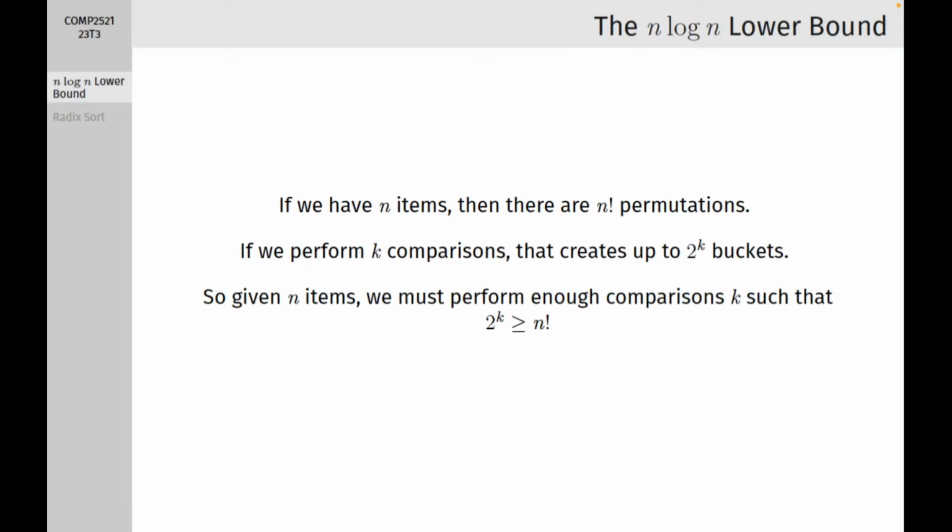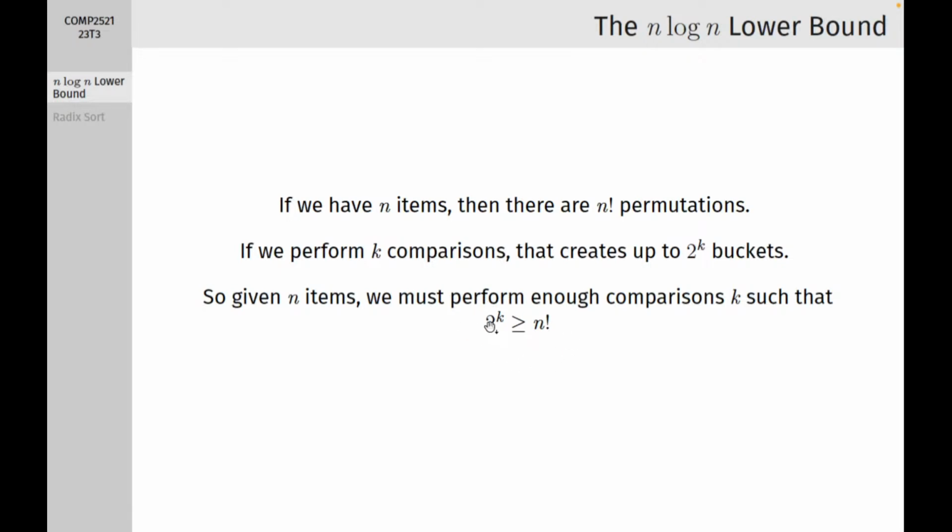So now just zooming out, if we have n items, not just 3 items, then there are n factorial permutations, right? And if we perform k comparisons, that creates up to 2 to the k buckets, right? So given n items, the number of comparisons we have to do, k, such that we're able to have more buckets than number of permutations, right? That's going to satisfy this inequality, right?